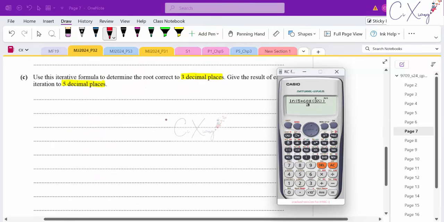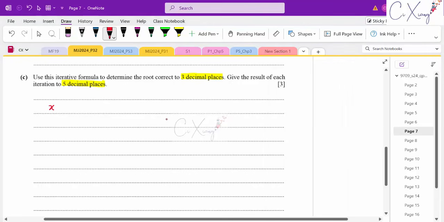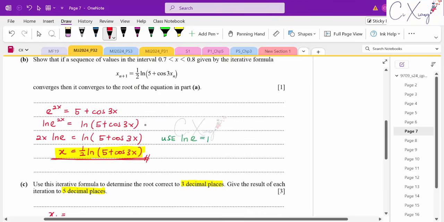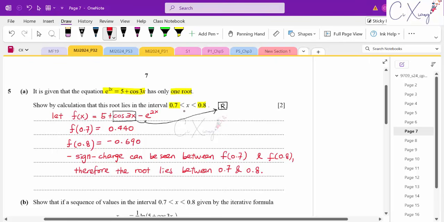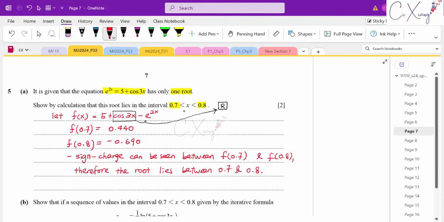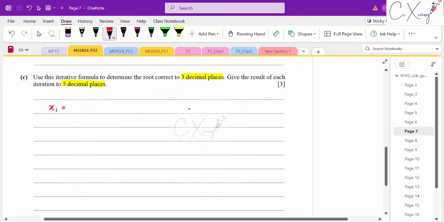I want to use it in my part C, and for that I need an initial value. For this question, they didn't give any initial value, so you can start with any value you like. But I usually tell students, if you can, use a value close to 0.7 or 0.8, because we know the root is not too far from these two values. In this example, I will use 0.75 to start with.